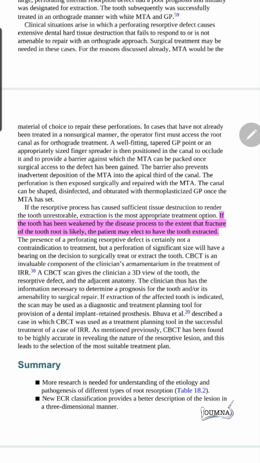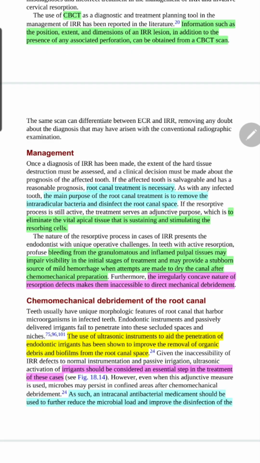If the tooth has been weakened by the disease process to the extent that fracture of the tooth root is likely, the patient may elect to have the tooth extracted.